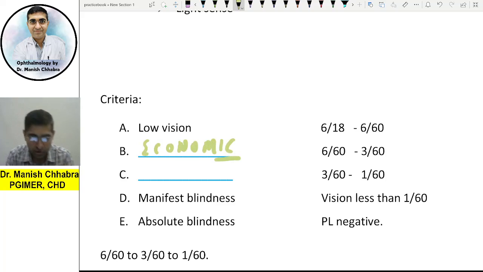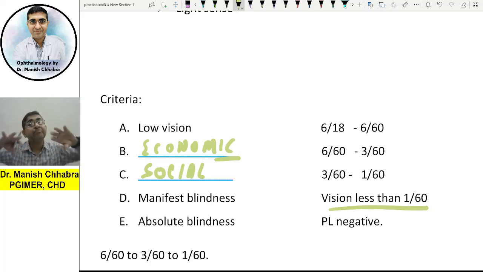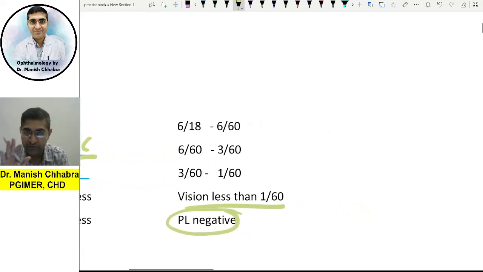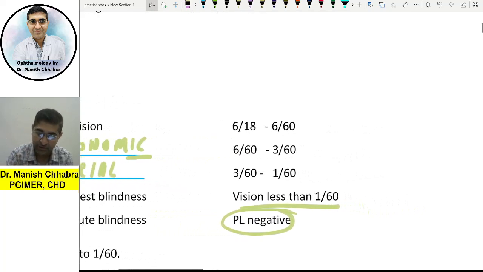Then 3/60 to 1/60, yes, these two are your previous year questions, social blindness. If it is less than 1/60, manifest blindness. If the PL is negative, this is absolute blindness. Yes, so this was all about visual acuity and some basic MCQs.